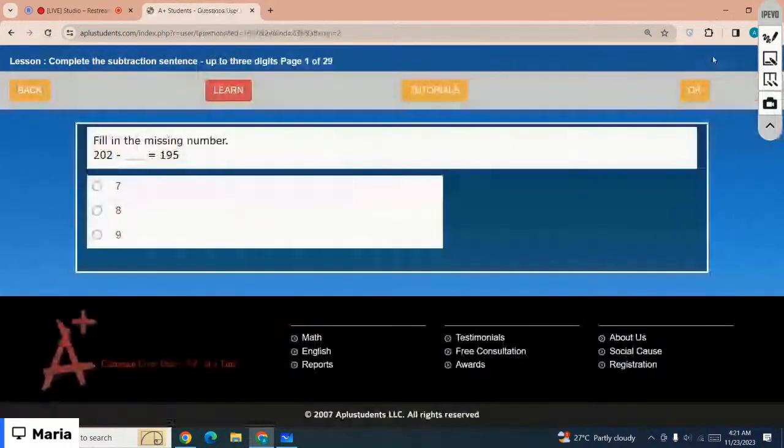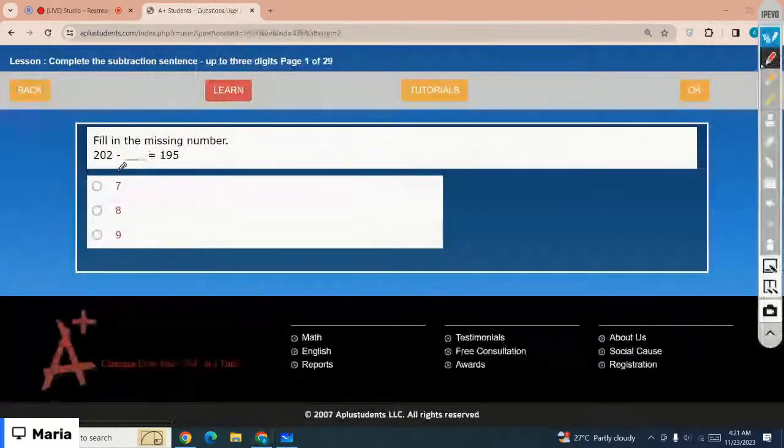Okay, 202 minus the missing number equals 195, right? You are given the options. You can put in the options and check which is the correct option. Start with the first one, 202 minus 7. Let's just subtract and see. You cannot subtract 7 out of 2. You need to borrow 1, but here you already have 0. You can borrow 1 from here. You are left with 1 here. Here you make 10 now.